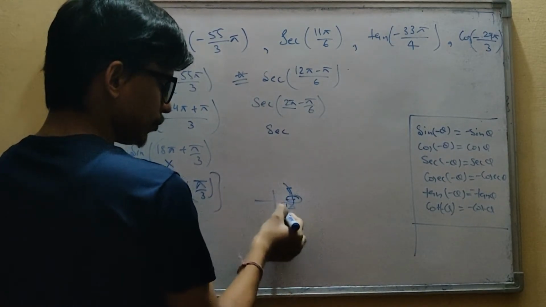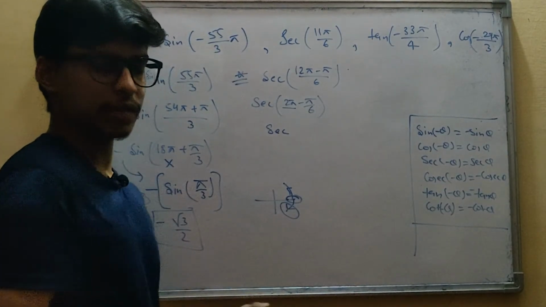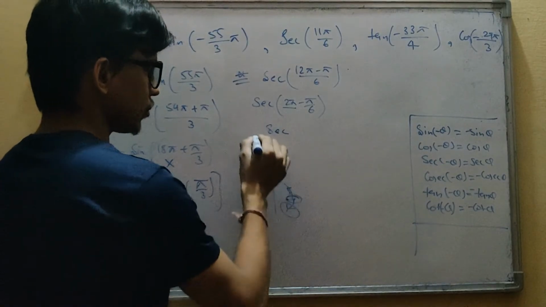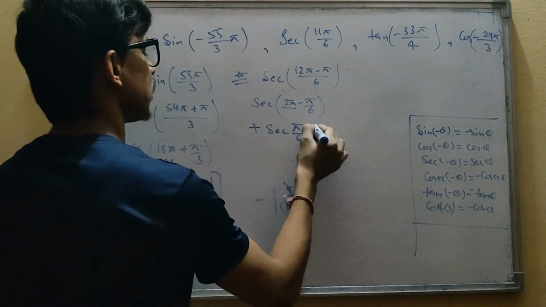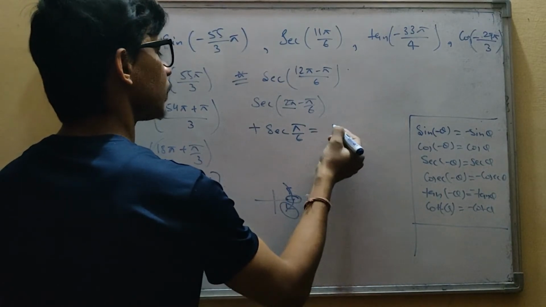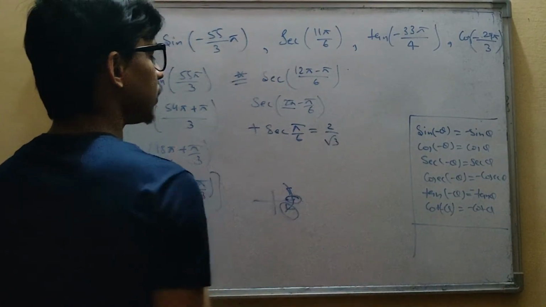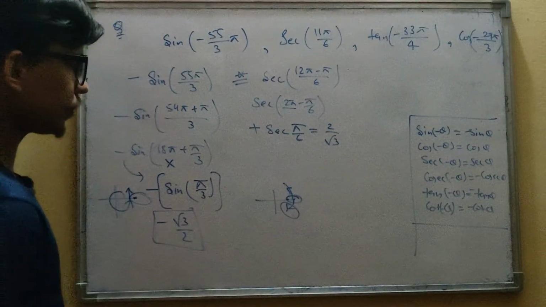So which quadrant is it? It is fourth quadrant, and in fourth quadrant, sec is going to be positive, so that is why it will remain as positive. So sec pi by 6, and what is sec pi by 6? It is 2 by root 3, right? So this is how you can do this.